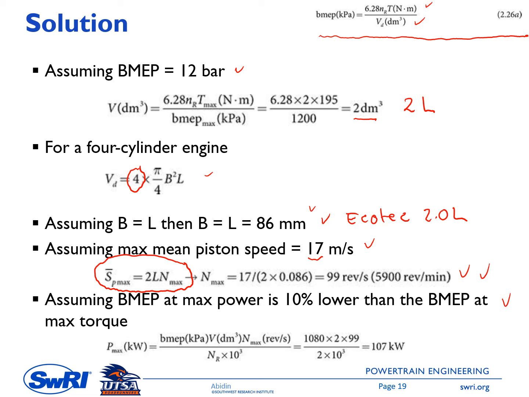In this case, the PMEP is 0.9 times 12. Okay, so we have 1080 here, and then we have the volume of 2 liters, and the engine rotation speed in RPS is 99. And n_R here is 2 because this is a 4-stroke engine, and you will get the maximum power of 107 kilowatts. What is your engine's maximum power? Check whether it is around this one.